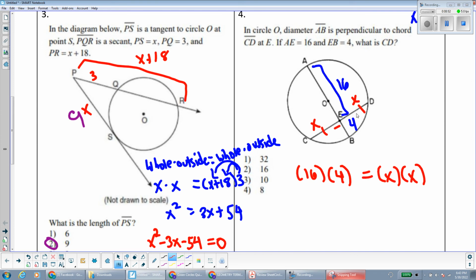On my calculator, 16 times 4 is 64. And the square root of 64 is 8. Oh, 8 is x. There's two of them. We're looking for the whole thing, CD. So that's 8 plus 8. That's 16. 16 is our correct answer. We weren't looking for x. We were looking for the whole CD.